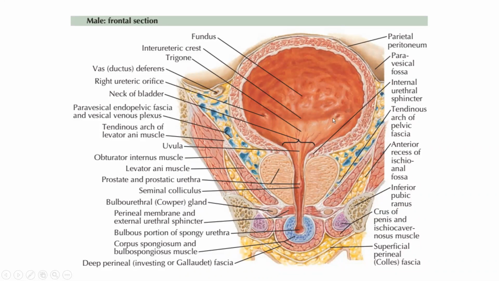It is connected by the Mercier's bar, otherwise known as the interureteric ridge, and the triangle formed by the bladder neck and both the ureteric orifices is known as the trigone, and the bladder then drains into the prostatic urethra and eventually into the urethra and outside.